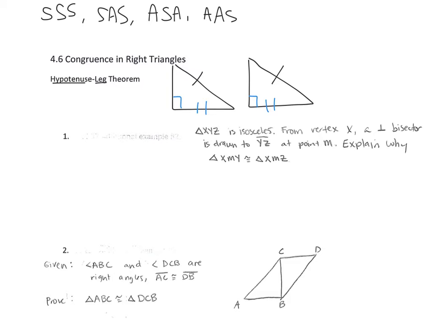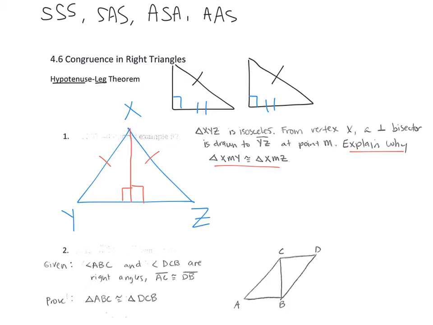So number 1, triangle XYZ is isosceles. From vertex X, so we know if X is the vertex, then these two are the sides. A perpendicular bisector is drawn to YZ. It says explain why the two triangles are congruent. So this should be M right here. So it's asking why these two triangles are congruent.